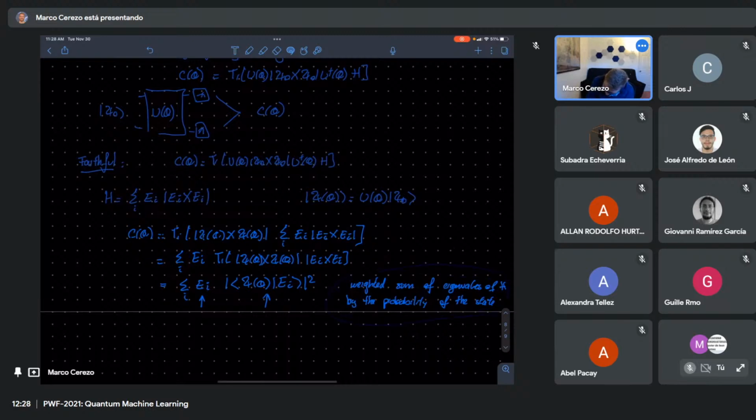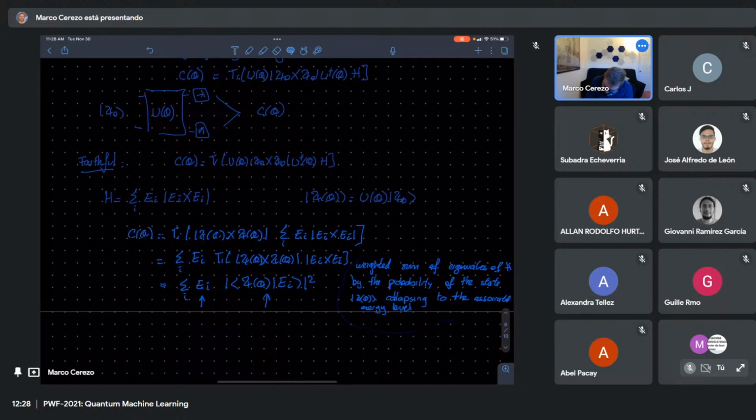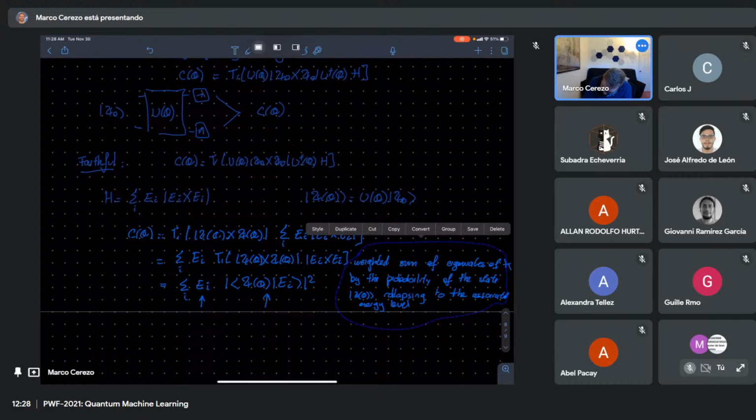of the state psi of theta collapsing to the associated energy level. I'm trying not to go to the next page because whenever this is going to be a PDF, it's going to be a pain trying to understand what's going on with text split over two different pages. So that's why I'm trying to put everything here. I think that's going to be better.